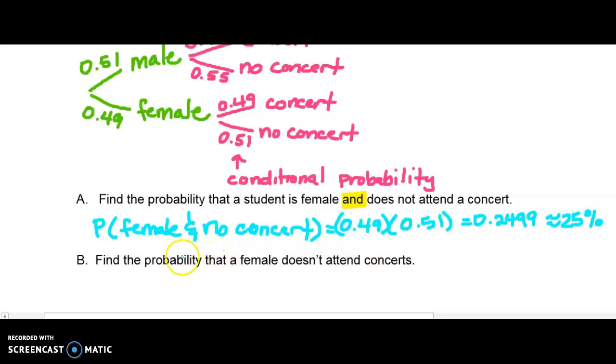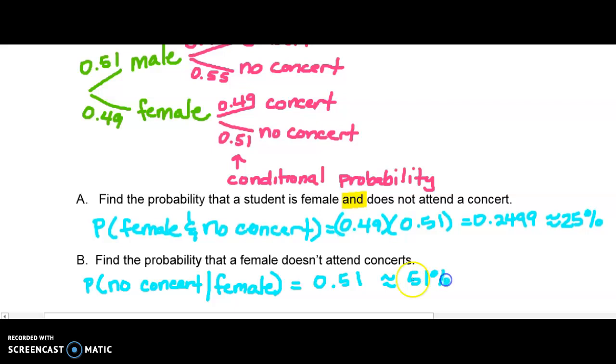All right. B, the probability that a female doesn't attend concerts. So we're only talking about females here. So this is actually a conditional probability. So this is the probability that you do not go to a concert given that you're female. So again, that's just going to be your second branch. This condition of being female has already been met. So the fact that you would not go to a concert would be the 0.51. So that would be our final answer on this one, exactly 51%.